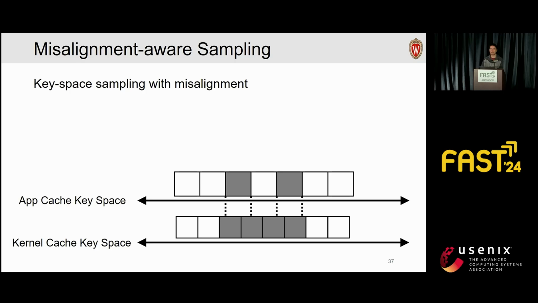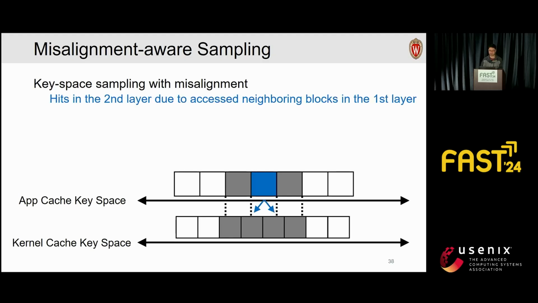To understand why the original key space sampling doesn't work with misalignment, consider this more complicated example. The 2 gray blocks in the first layer have been accessed, and it corresponds to 4 gray pages in the second layer. Now we access the blue block. Note that the corresponding pages in the second layer have already been touched by previous accesses to the neighboring blocks. Thus, this would be a hit in the kernel cache.